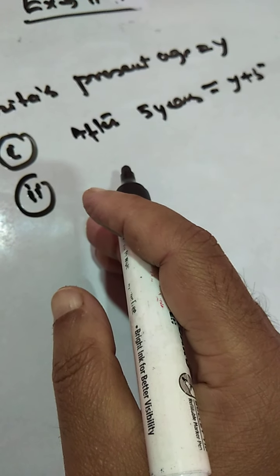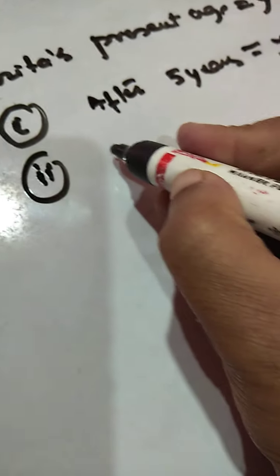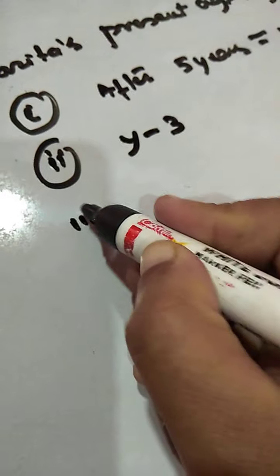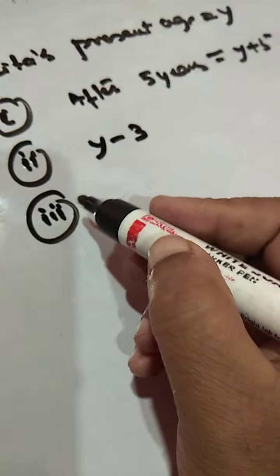Now, sum number 2, what was her age 3 years back? 3 years back, what was her age? y minus 3. We have to subtract this time. Now, what is the answer? What will be the answer of sum number 3?